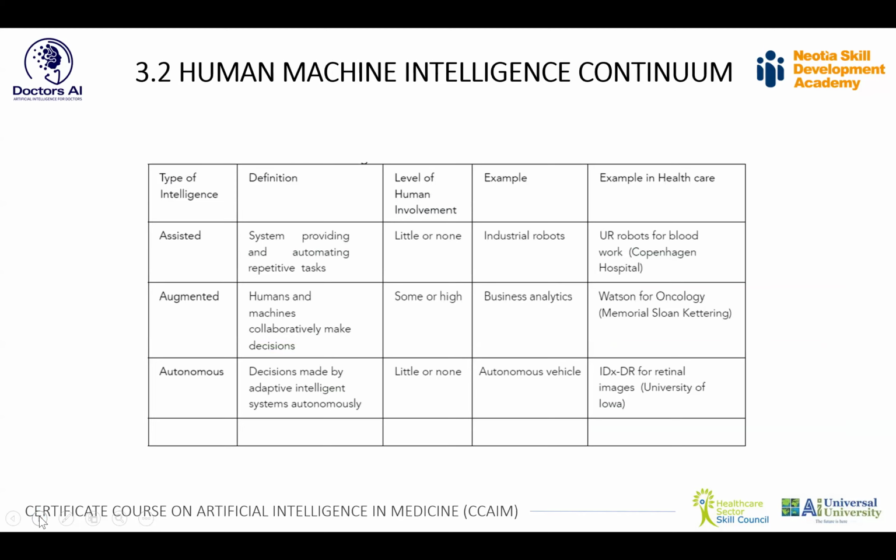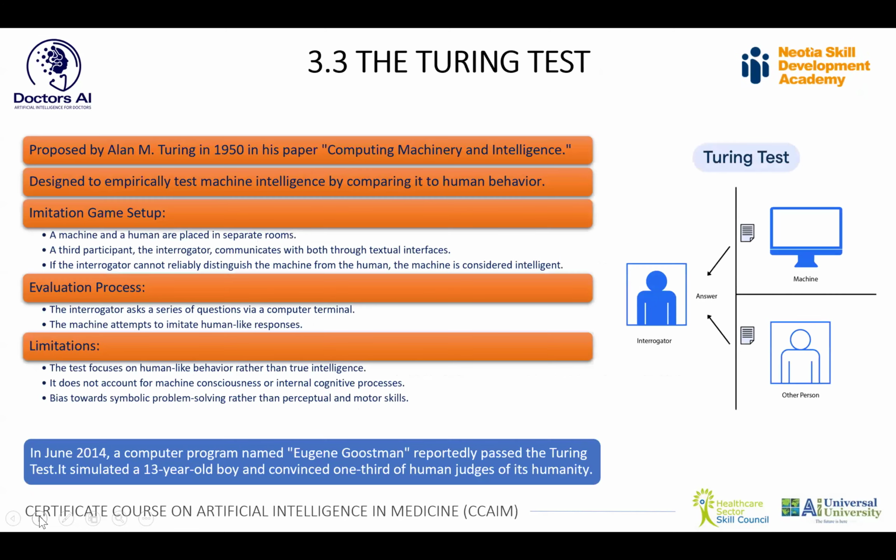And this is the kind of AI system that we want to work with, like an augmented intelligence system. For example, there was Watson for oncology. And the autonomous is where you can ask the machine to take independent decisions. For example, the fundus scan, where retinal images are taken, and using deep learning you have the annotations done, and it predicts whether the individual has retinopathy or not. That is an example of autonomous intelligence.